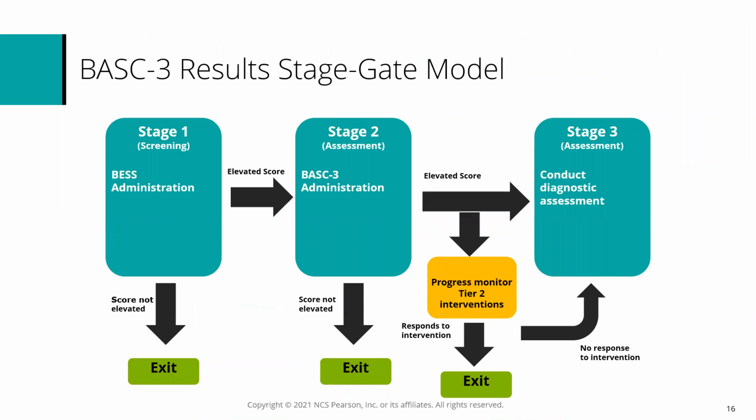Back to the stage gate model, progressing to stage 2, comprehensive assessment involves further assessment of students who were identified as at risk at stage 1. So we would then administer the BASC-3, a comprehensive rating scale and broadband measure. So let's take a look at how advanced interpretation of the BASC-3 rating scales can lead to better identification and differentiation.